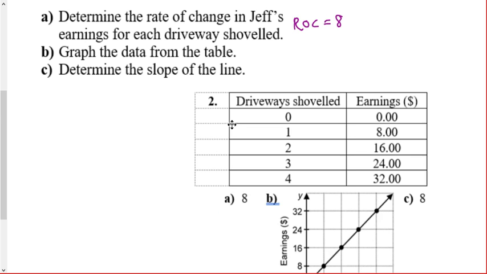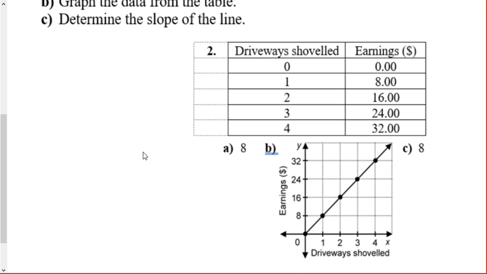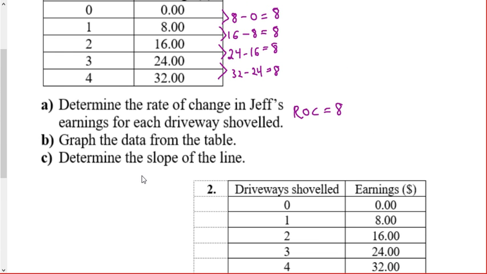and I can see here's my graph. Driveway shoveled is on my x-axis and earnings is on my y-axis, and I can see it's a straight line. If I were to put these points into Desmos by making a table and writing the points in, it would be easy to see that this is a nice straight line. Now it would also save me the trouble of having to actually graph it out on paper. So I'm going to leave that there for you to look at later.